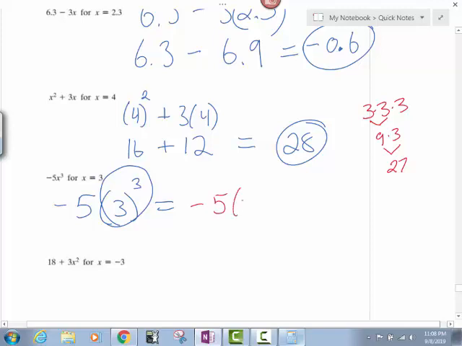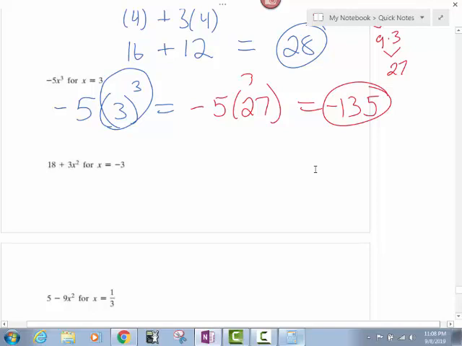So negative 5 times 27. So let's see. 5 times 7 is 35. 5 times 2 is 10. Plus 3 more is 13. And a negative times a positive is a negative, right? Okay.